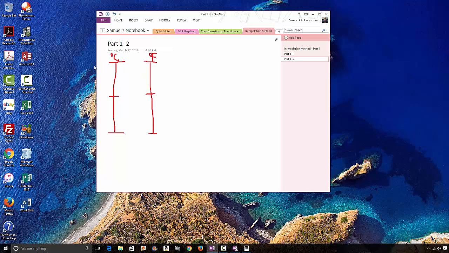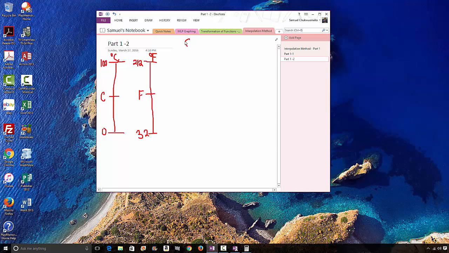Okay, so we have 100 here, and 0. 0 corresponds to 32 degrees Fahrenheit, and 100 corresponds to 212. Let's call this C, and let's call this F. So we use interpolation.